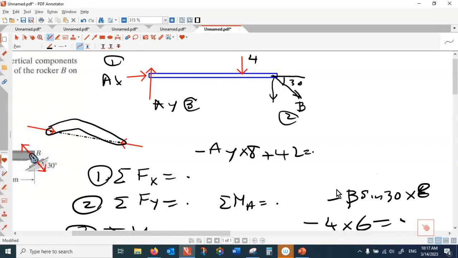So you found AY, you find B. How to find AX? You have B, just project this. So AX plus whatever B you find from here multiplied by cos 30 is equal to 0. And from here you find AX.